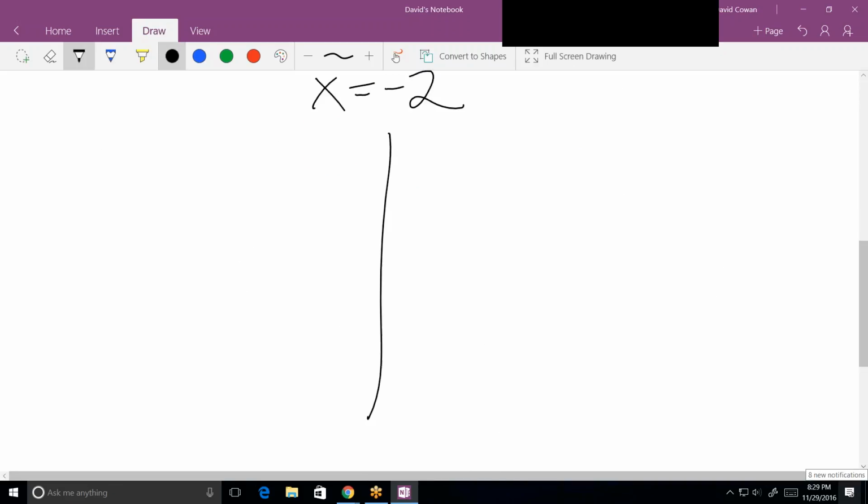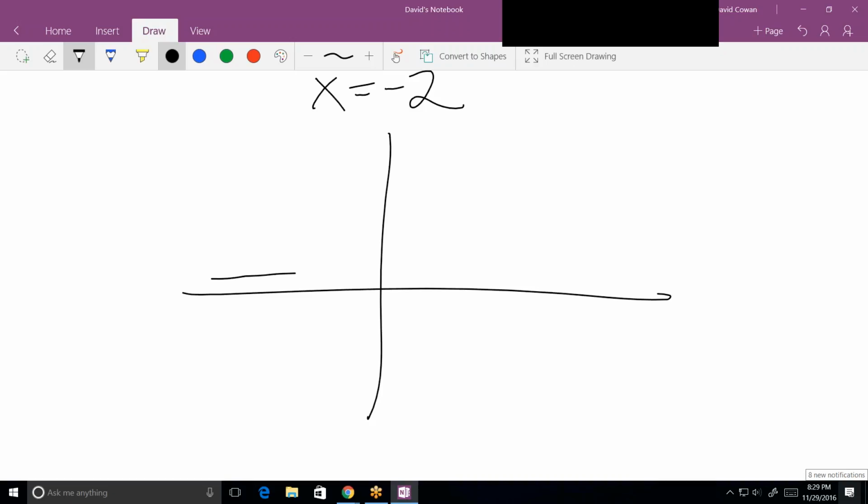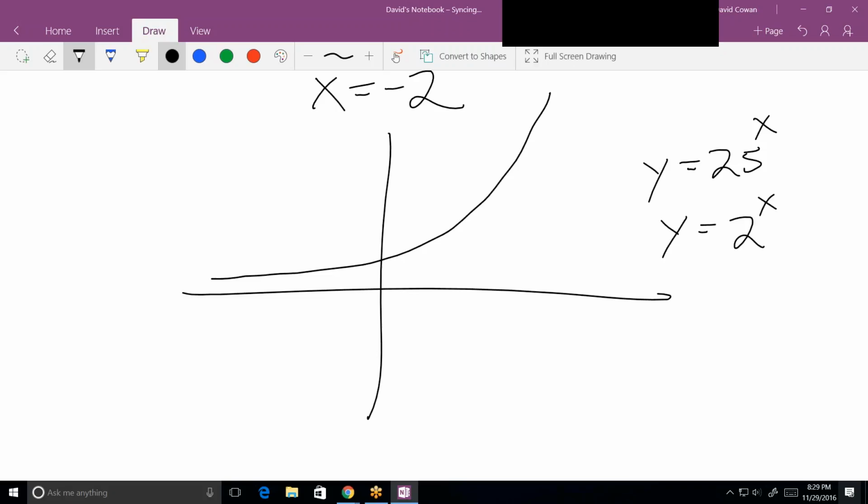In other words, if I drew this, you would not be able to tell me whether that is y equals 25 to the x power, or is that y equals 2 to the x power? It's hard to tell because both of them go through that same point of 0, 1. Notice that when x is 0, y is 1. So it's difficult to look at an exponential curve and figure out what the base is.